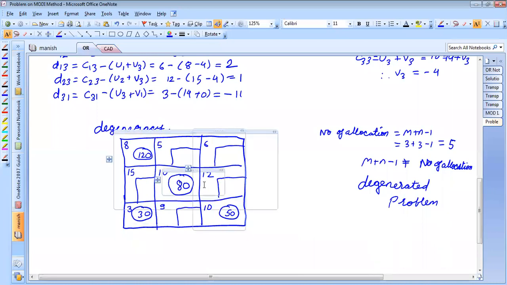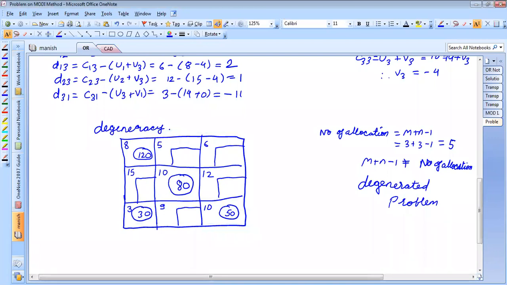In such cases, if you have a degeneracy, then what we do is we try to take one more allocation. We try to take one more allocation which is equal to delta.